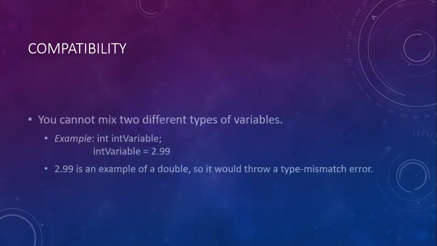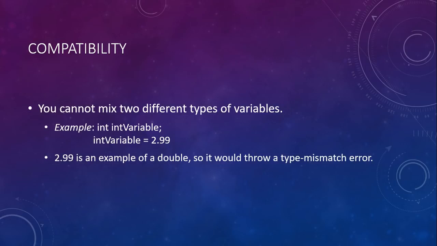Some compatibility to note: you cannot mix two different types of variables. For example, int variable equals 2.99. 2.99 is not a whole number. This is an example of a double or float, a decimal type number. It's most likely going to throw a type mismatch error. The reason for that is, is 2.99 a whole number? No. If you remember, int, as I mentioned, was only a whole number. So you cannot do this. Don't try to do this. You can do int variable equals 3, int variable equals 2, that would be fine. But you cannot do int variable equals 2.99.